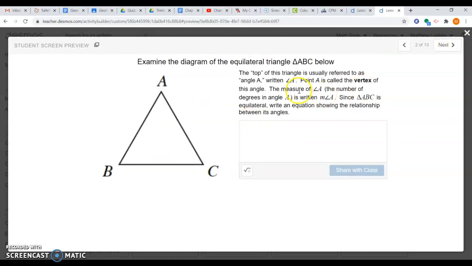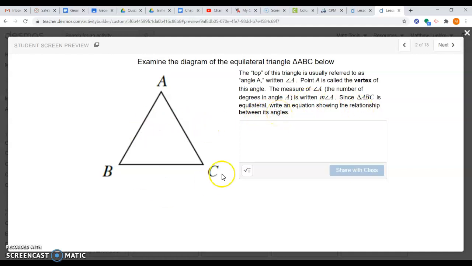First question here. Already some vocab stuff here with the word vertex and how we write the measure of angle A. So written m angle A is not very possible to do on our keyboard. And so I'm going to show you how I'll write it in terms of this problem here. So what it says is since triangle ABC is equilateral, we want to write an equation showing the relationship between all of its angles.